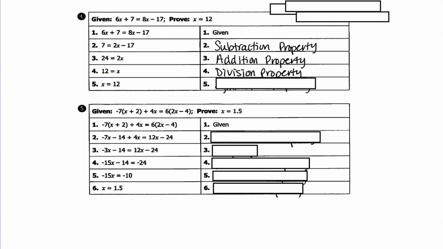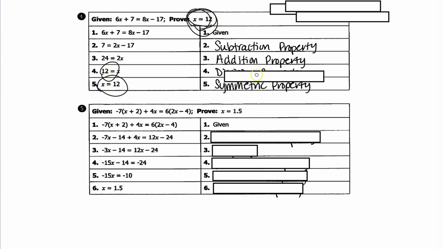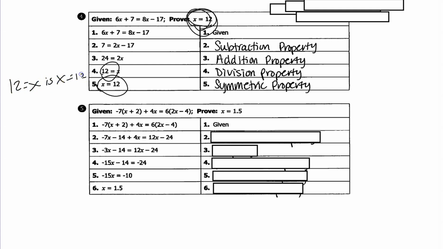Now, notice, technically, this here does equal this, but it wants us to do this. And how does that happen? Well, we're just going to flip it around the other way, and that's symmetry. Symmetric property, because remember, we have this 12 equals x, right, is x equals 12. That's that symmetry.